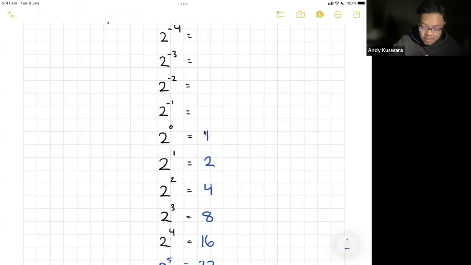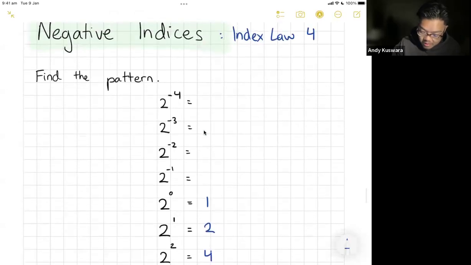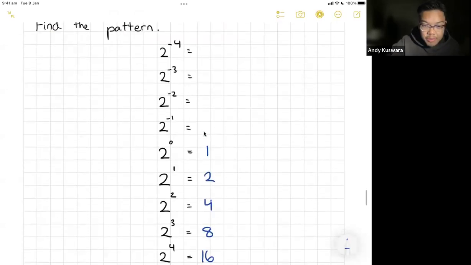But now this is where it gets slightly trickier. We're going to go into the negative indices. So you can see that my numbers go down from 4, 3, 2, 1, 0. Now I'm going to -1. And what is half of 1? It's actually 1/2. Okay, it's not a negative, it's still a positive number, because if I half 1, I'm left with a half.